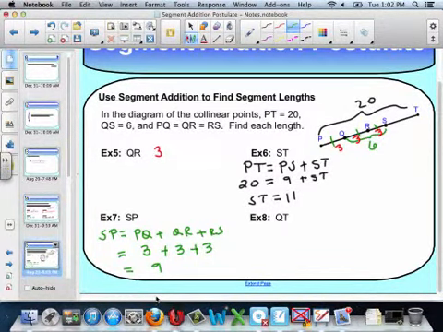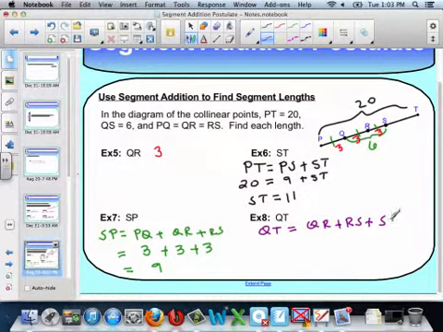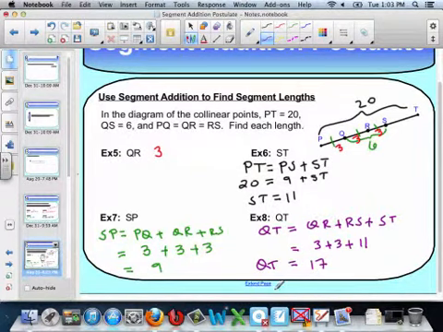And finally, number 8, QT. How can I set up a geometric equation to do QT? All right, Keisha? Give me the geometric equation. We're going to start off with QT equals, what are the parts I'm going to add up to get to QT? QR, ST. We already know QR and RS are 3. That's 3 plus 3, 6. Then we said ST is 11. So that's 17. Any questions on that?